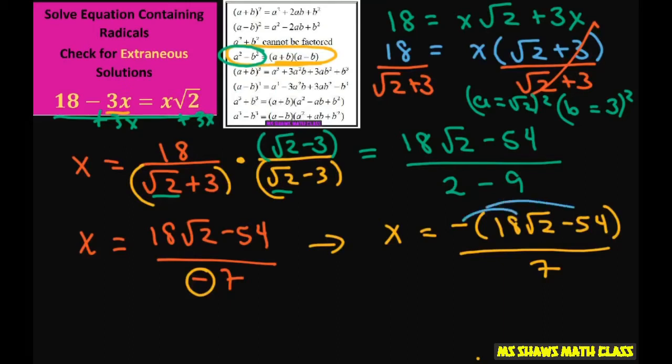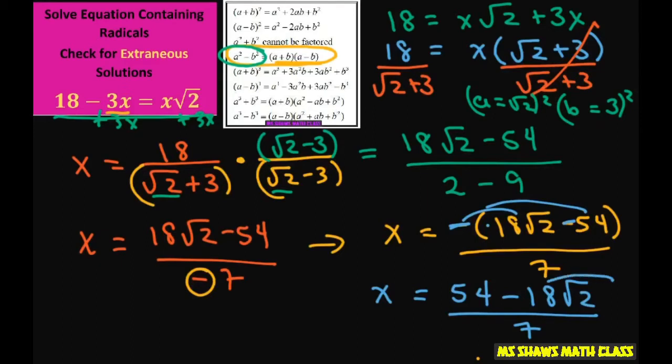And I'm going to go ahead and distribute this. A negative times a negative is positive. I want to lead with the positive. So I'm going to have 54 minus 18 square root of 2 divided by 7, because this would have been a negative and a positive. So that should be our solution. Now we have to check it.